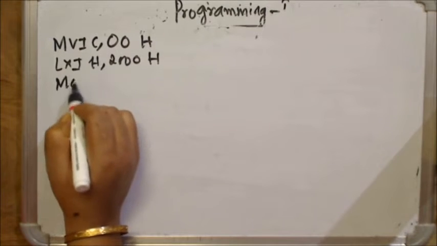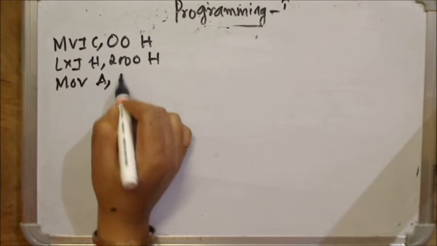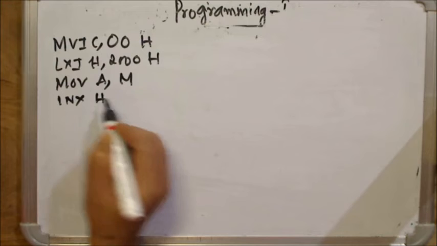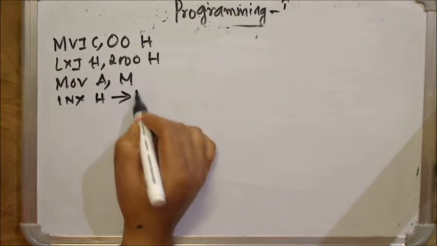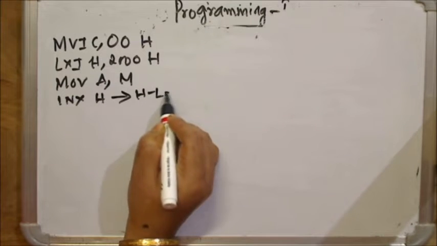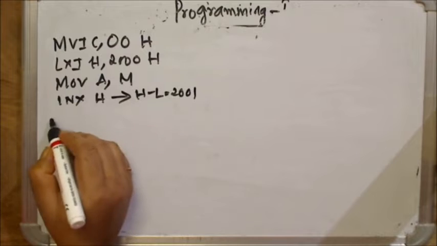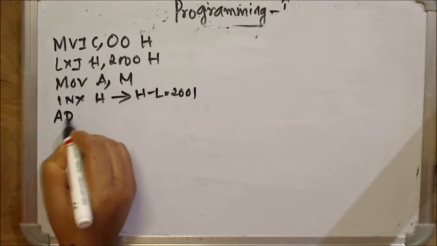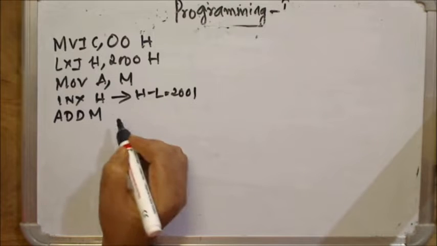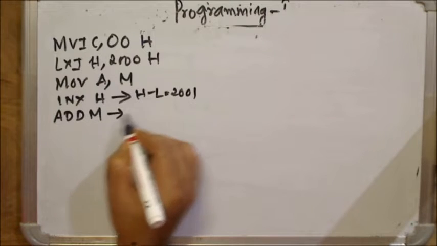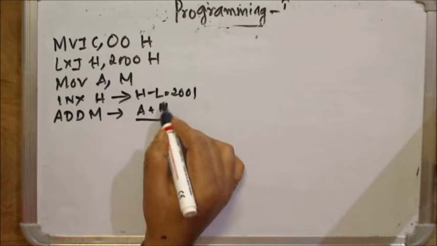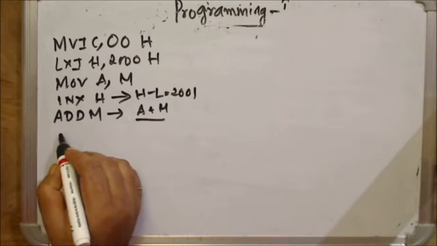Then we will move the first data to A. Then again I will increment the HL pair so that I can get the next memory location. So HL pair is now 2001. We have got both the numbers. Then we have to add the numbers, ADD M. So A will be added with the data pointed by location 2001.